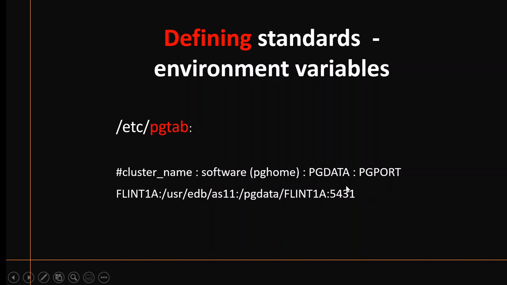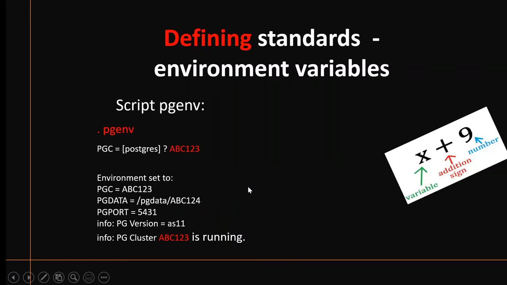And how do we use this information? This is the only file that is different for every server. /etc/pgtab. All our other files are the same, from bash profile through backup scripts, export scripts, any script. This is the only difference. All the information that is special to the instance is read in this file.